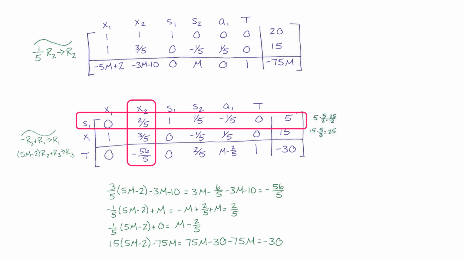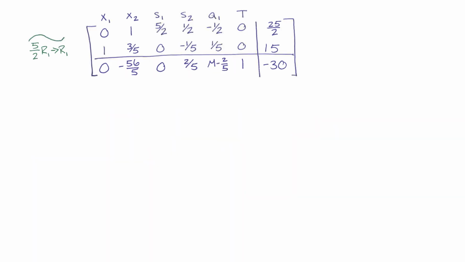As the pivot element right now, I have a 2/5. I need to make that a 1. So I'm going to multiply row 1 by 5/2. So that gives me 0, 1, 5/2, 1/2, -1/2, 0, 25/2.